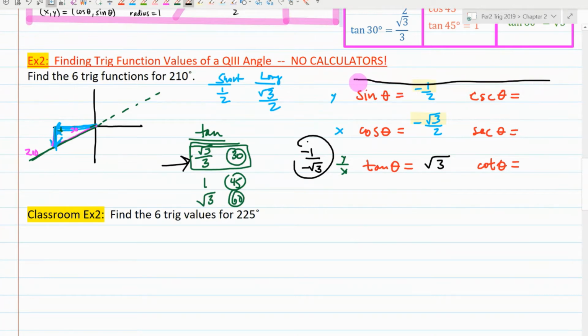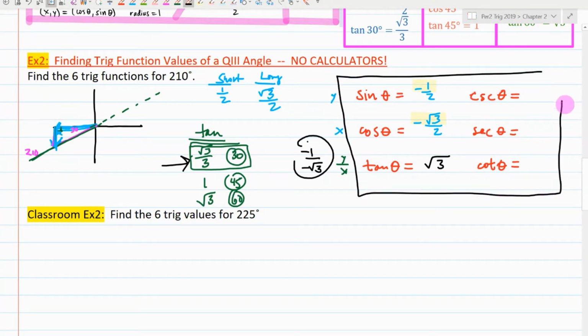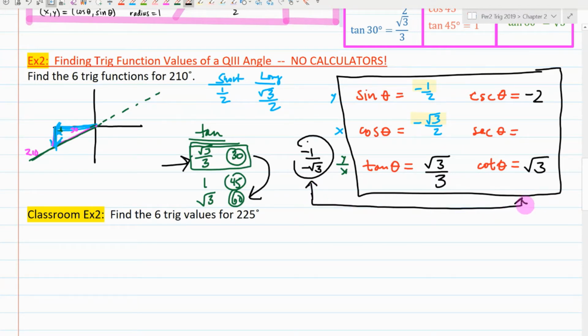Now, for the other ones, these are reciprocals. So the reciprocal of negative 1/2 is negative 2. And this is radical 3 over 3. I don't know why I just put radical 3. So it's radical 3 over 3. The reciprocal of radical 3 over 3 for cotangent is the opposite. It's the one at the 60. So it's radical 3. Or you could just flip this over to get the cotangent.